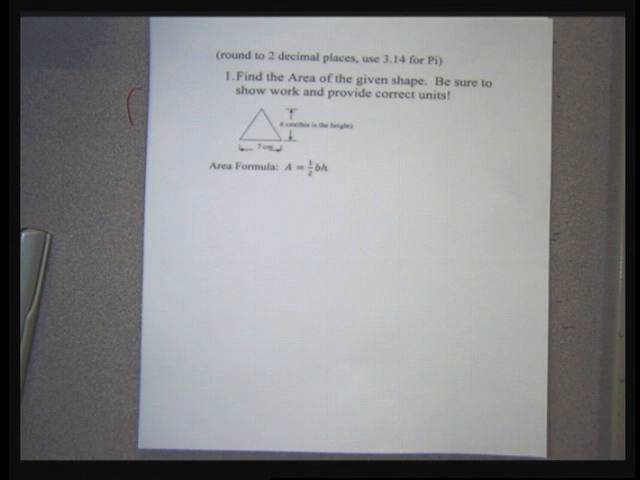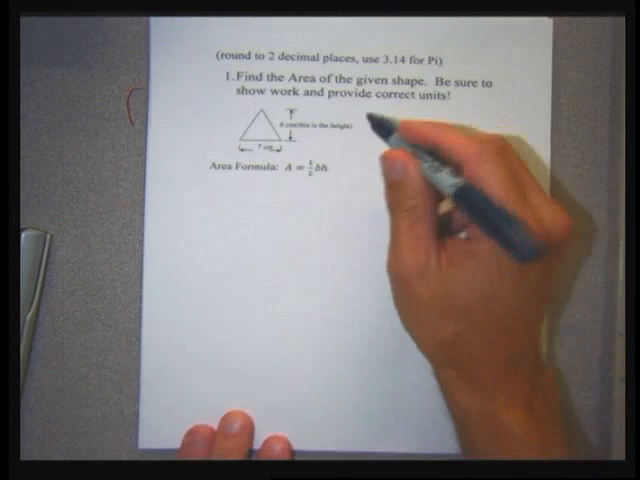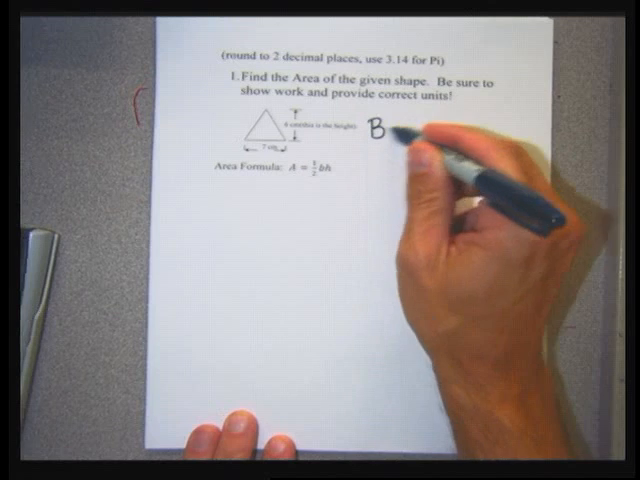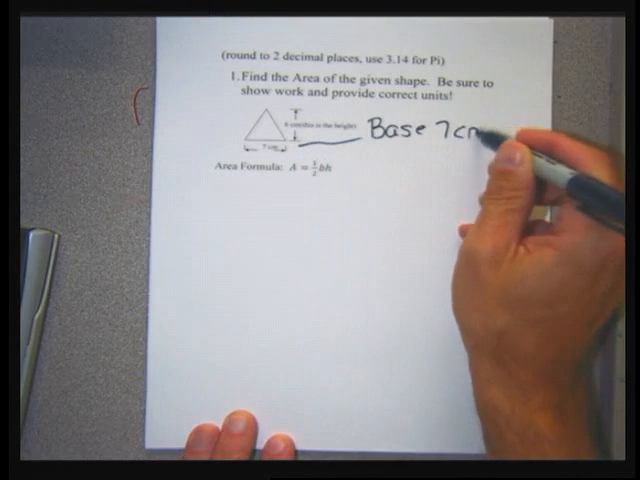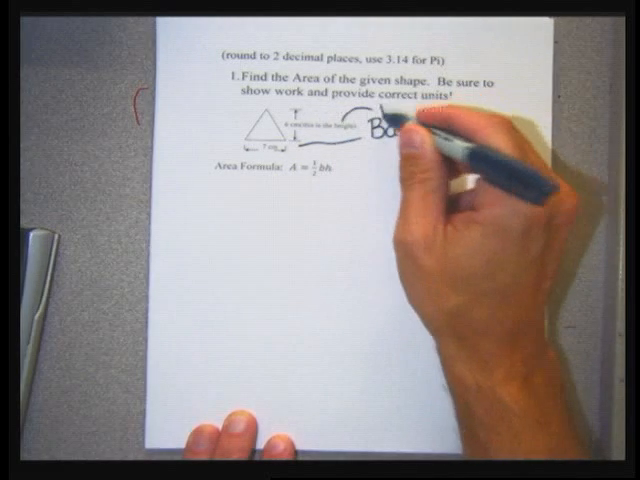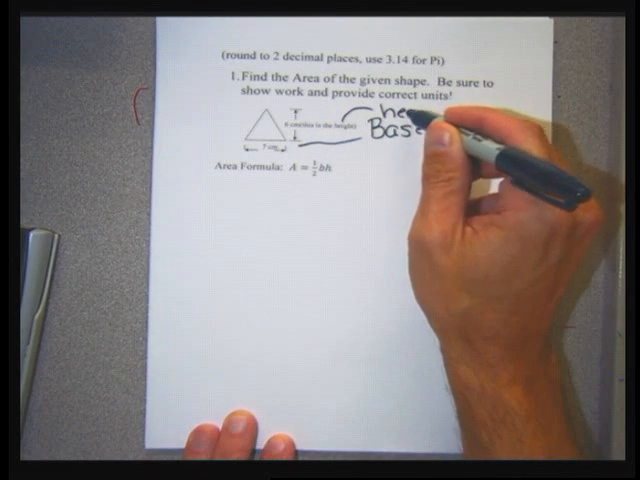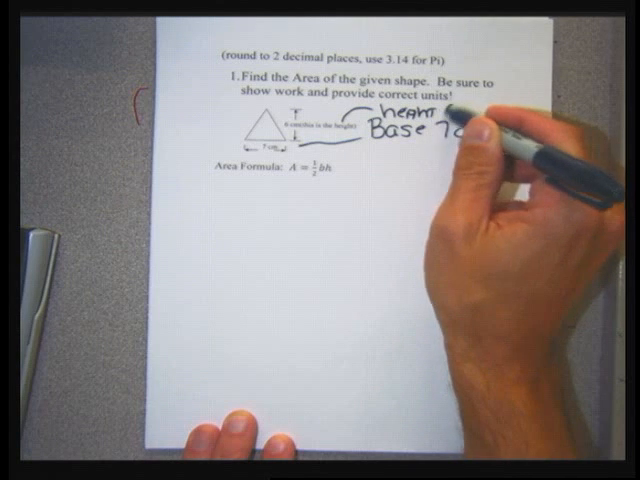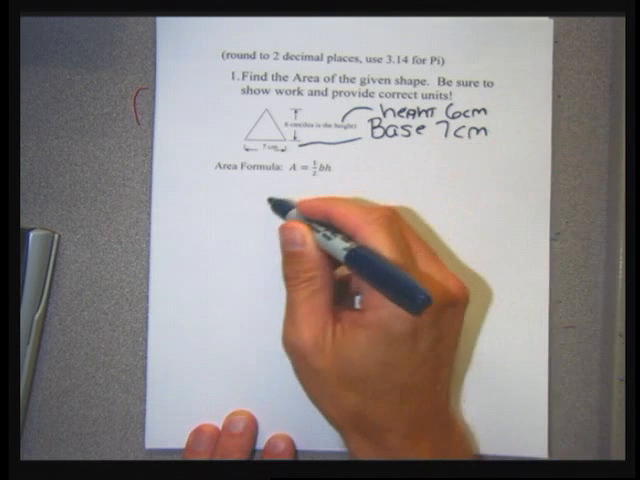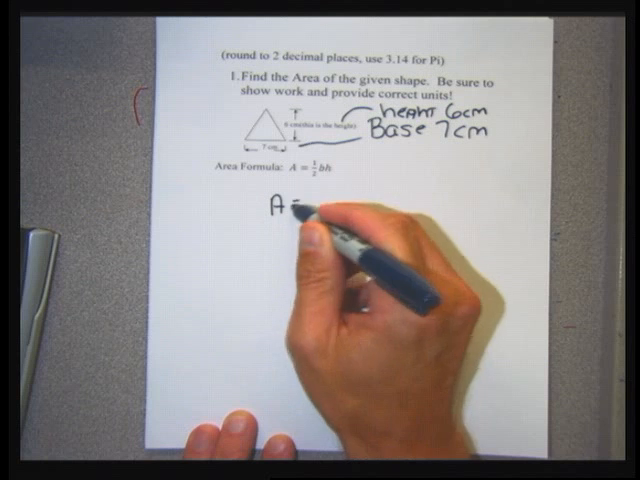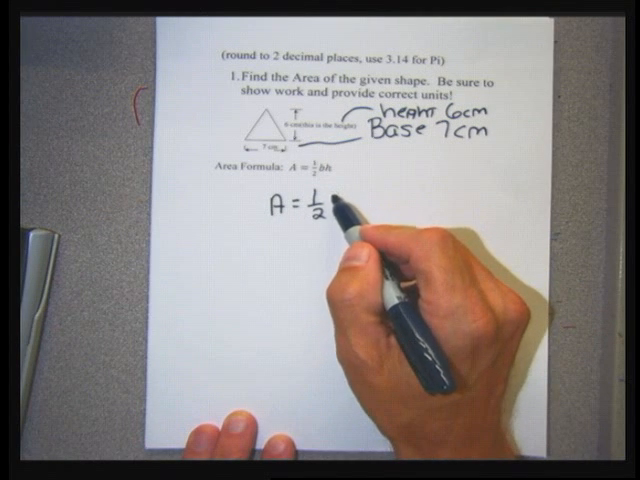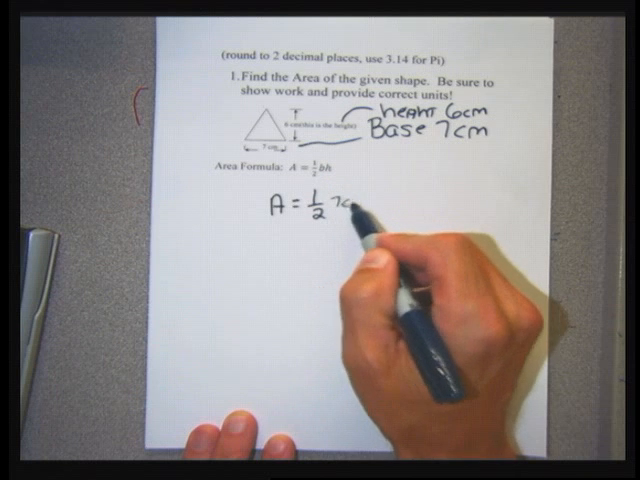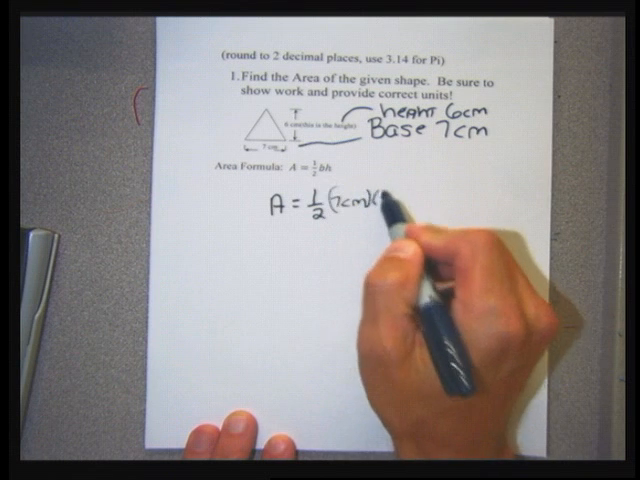So the first question wants me to find the area of a triangle, and it's really nice. It gives me that the base, even though it doesn't call it the base, is 7 centimeters, and it tells me the height, it actually draws it out for me, is 6 centimeters. And to do the area of a triangle, it's half the base times the height. So this is going to be 1/2 times 7 centimeters times 6 centimeters.